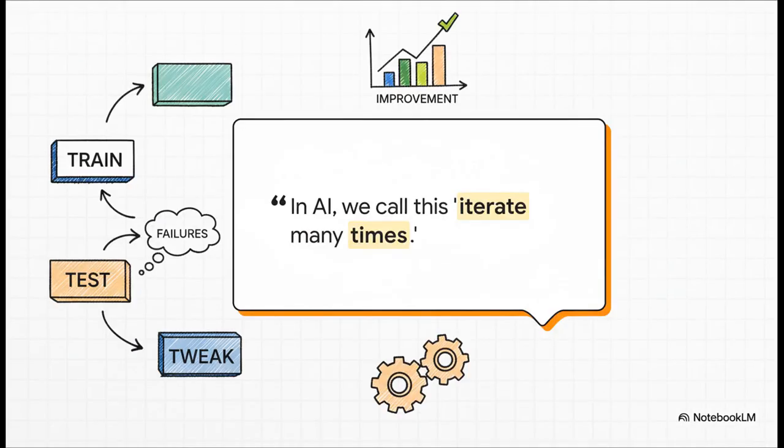Actually, there's a specific phrase for this whole process. In the AI world, they call it iterating many times. And what does that mean? Well, it means they train the model, they test how well it does, they see where it's messing up, and then they tweak something. Maybe they add more data.